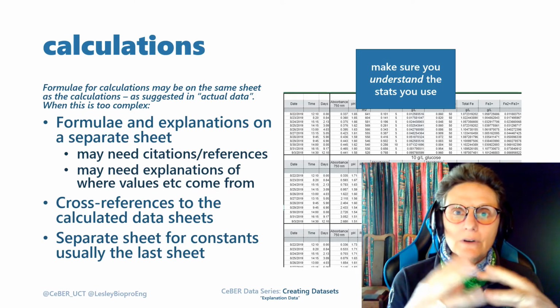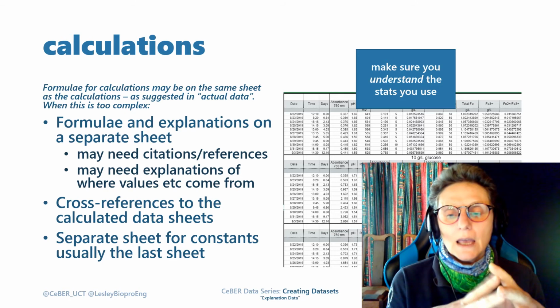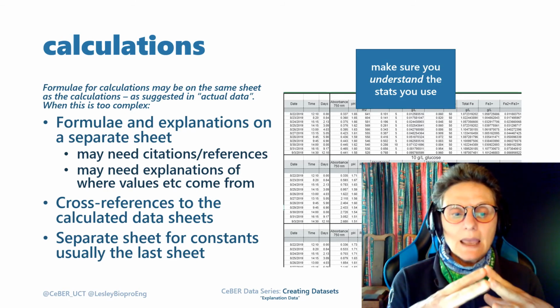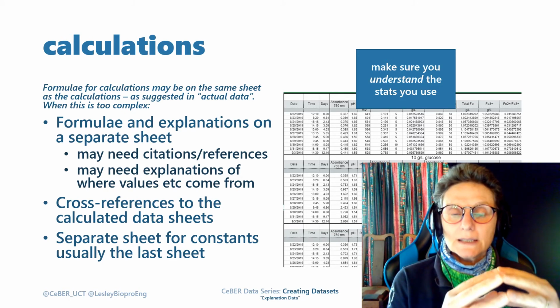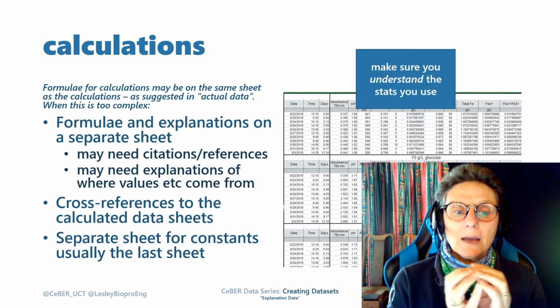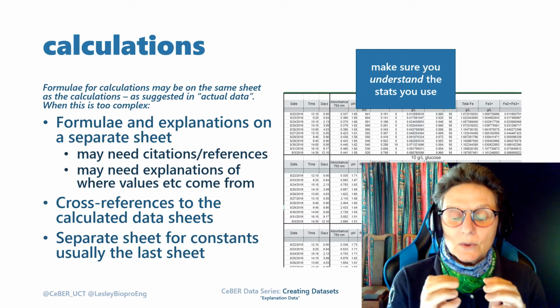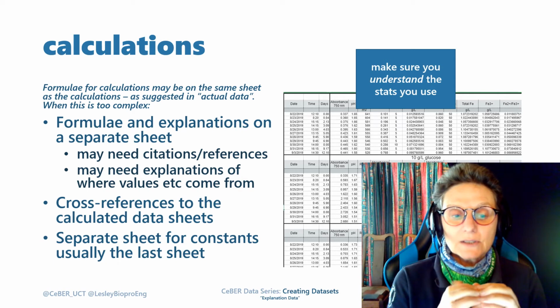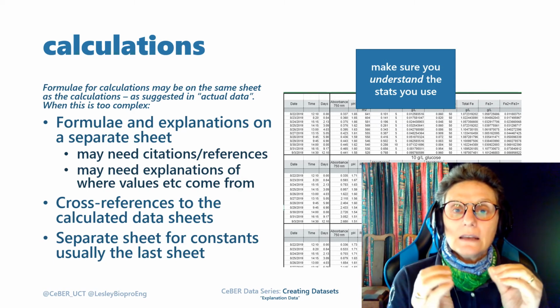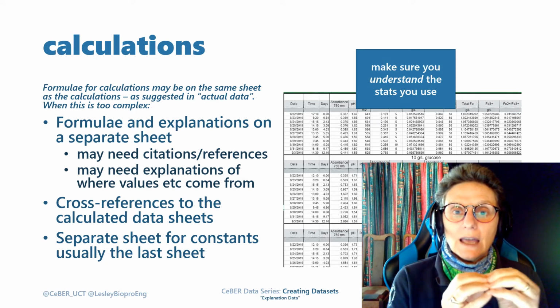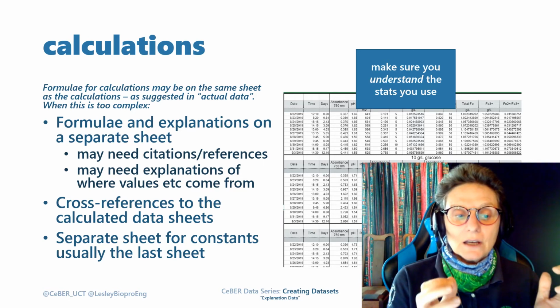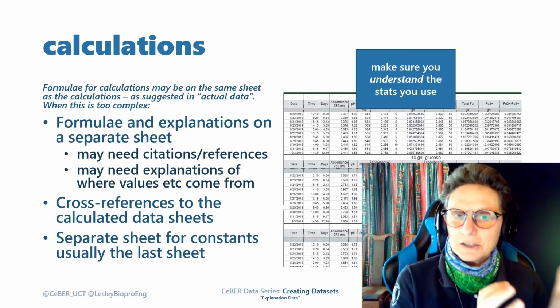Your formulae for the calculations can go on the same sheet as the calculations if they're quite contained. But when you have very complex calculations, maybe formulae that have to be explained, you can put your formulae, your references and your explanations on a separate sheet, and then you can have your calculated data on yet another sheet, a third sheet.